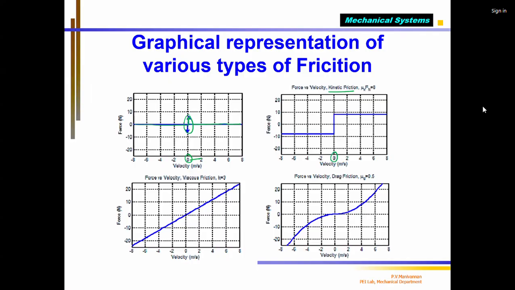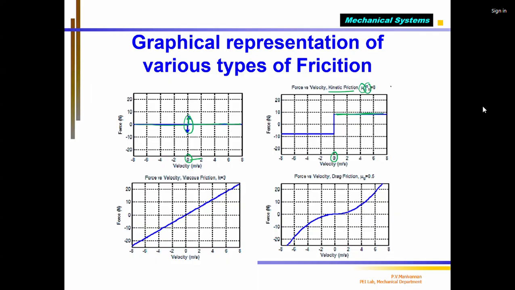But once one object starts moving relative to the other, velocity is there, and immediately you will get the kinetic friction. Correct? Kinetic friction jumps to 10 Newton. You can see that. It can be positive or negative, depending upon what reference you are taking. Once you start moving, this amount is fixed for a given element, depending upon the frictional constant and the force acting on the body.